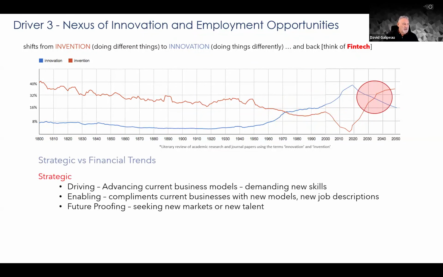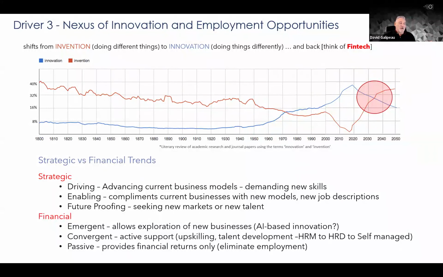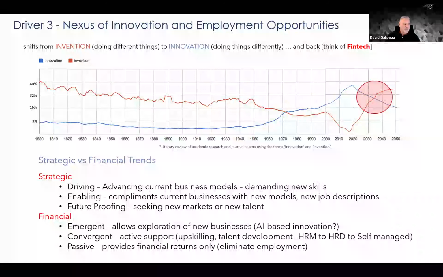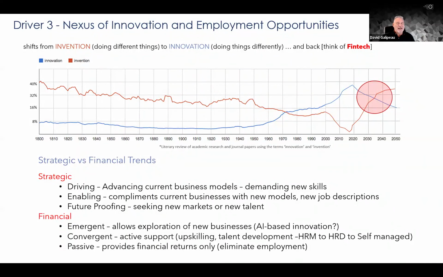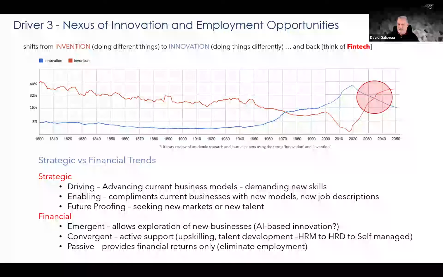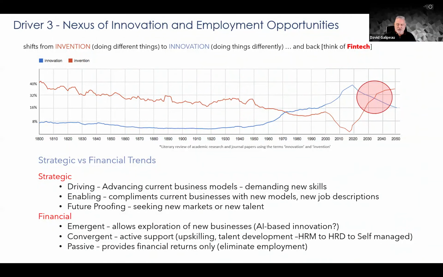And quite honestly, if you look at the strategic side of it versus the financial trends, advancing current business modeling, demanding new skills, new models, new job descriptions, new markets, and new talent. Financially, you're going to see a lot of things start to shift. AI-based innovation, upskilling, talent development, really moving from HRM to HRD, HR management to HR development, really to self-management as well, providing financial returns only, eliminating employment fully. So these new models are starting to come in.